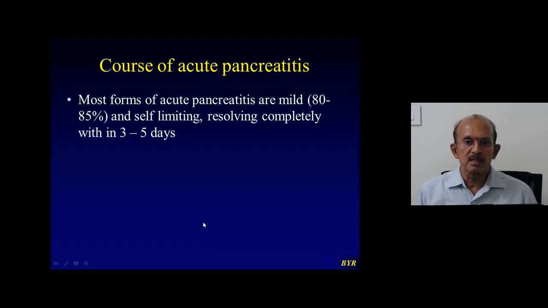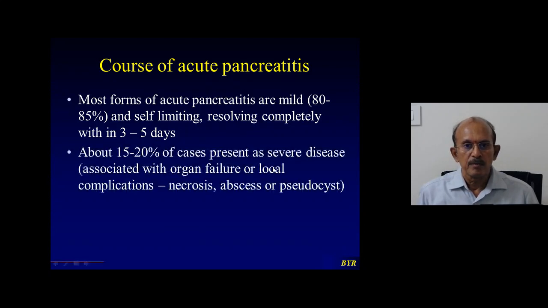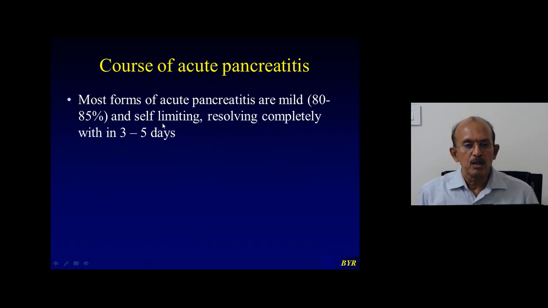Most forms of acute pancreatitis are mild. 80 to 85% of cases, fortunately, are mild. They are self-limiting, resolving completely within 3 to 5 days. Because of this, we are seeing so many alcoholics come to the hospital, stay for 1 or 2 days, and once the pain goes away they leave the hospital, and again after a month or two they come back with acute pancreatitis. Because it resolves, they are confident that nothing will happen, and that if they have some treatment they will be cured.